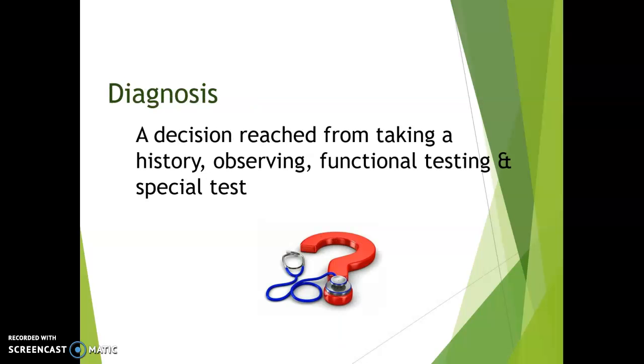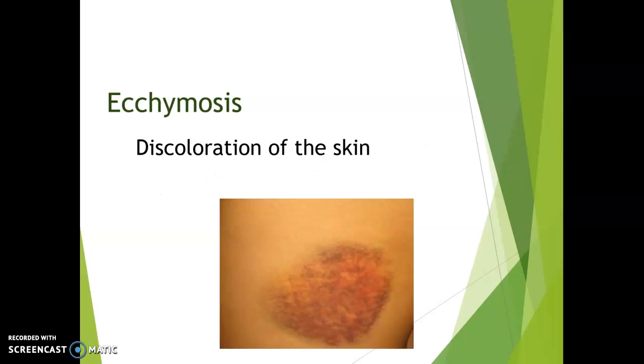Then we have diagnosis. A diagnosis is a decision reached from taking a history, observing, functional testing, and special tests. So this means that a healthcare professional will come to a diagnosis after we gather all of the information around the injury. Ecchymosis is discoloration of the skin. So it's just a fancy word for a bruise.